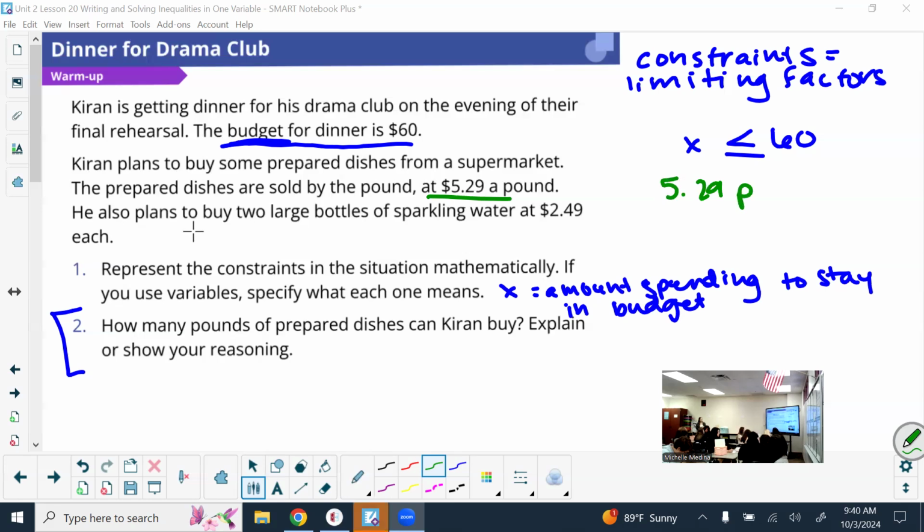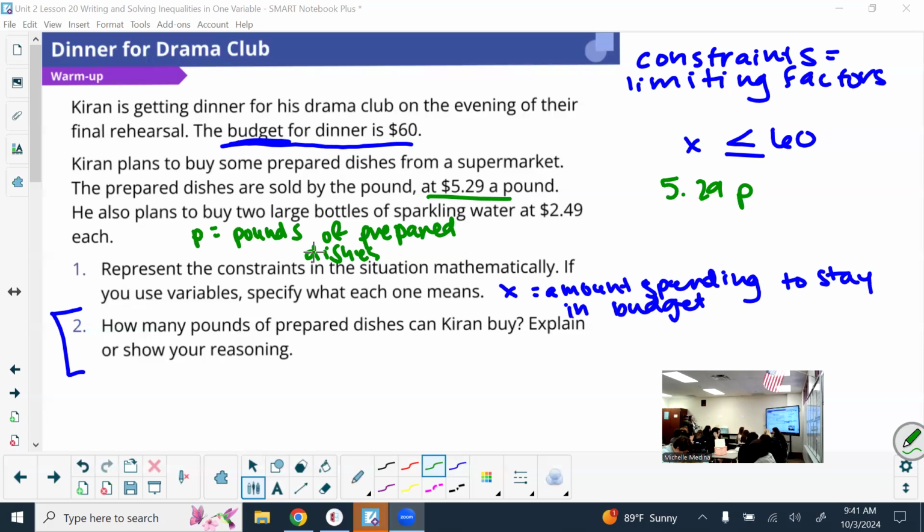$5.29p, and in this situation, p is representing what? Good. So pounds of prepared dishes. Reading this right now, I know I made a mistake in first hour because I thought they were just selling it by the dish. So I thought it wasn't by the pound. I even specifically said that. Oh yeah, they're not selling it by the pound. So blah blah blah. They are selling it by the pound with prepared dishes.